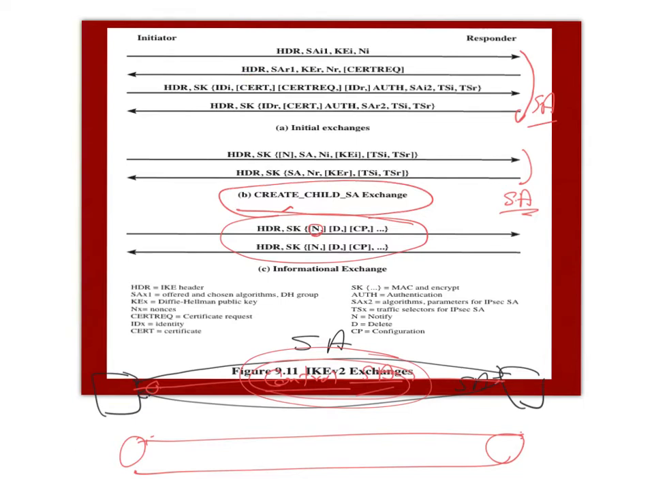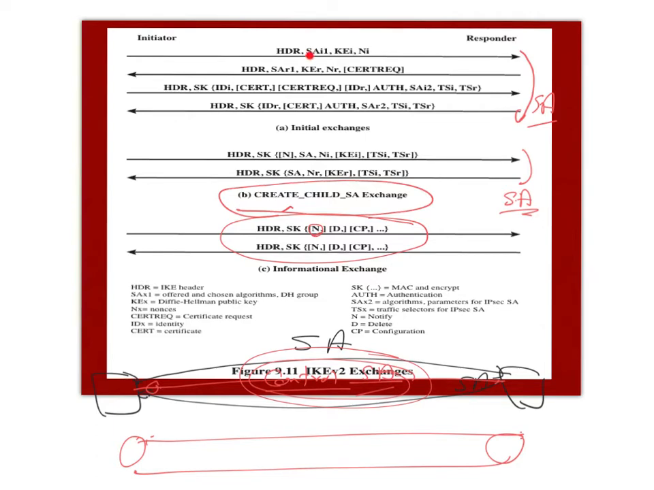The responder always sends back, saying, okay, yes, I can use Diffie-Hellman group 1, and these are the public values, there's no problem, but you need to authenticate yourself. So I need to send a certificate request. Certificate request, you need to perform authentication.